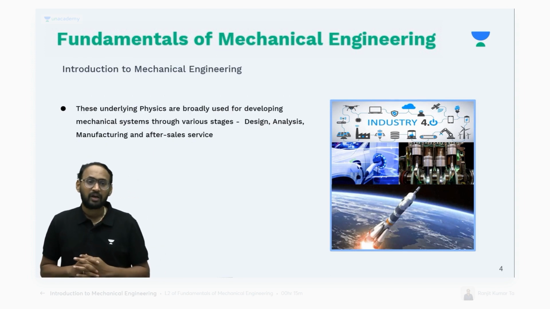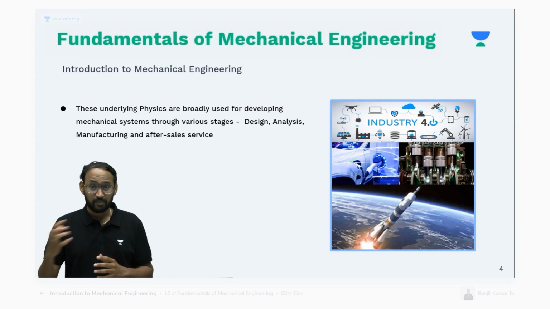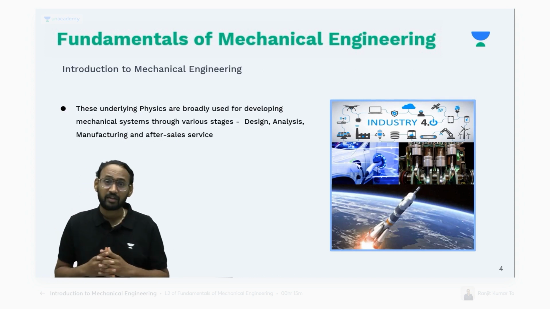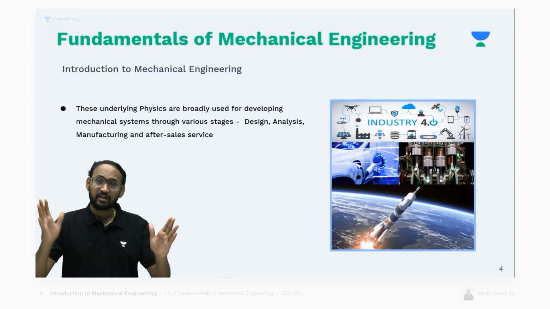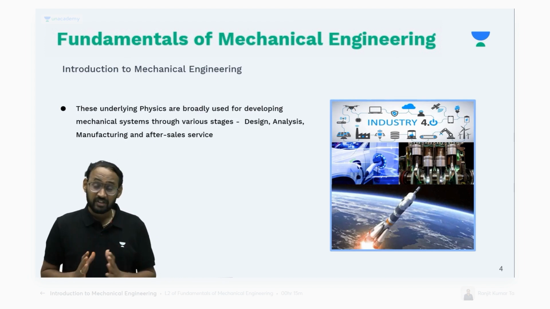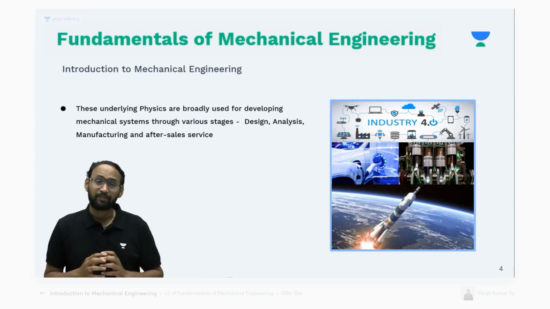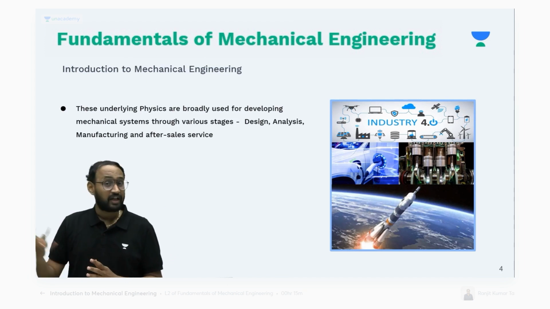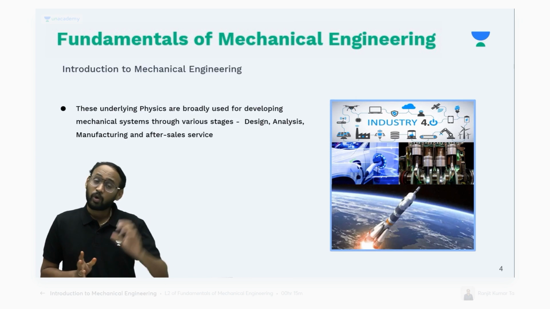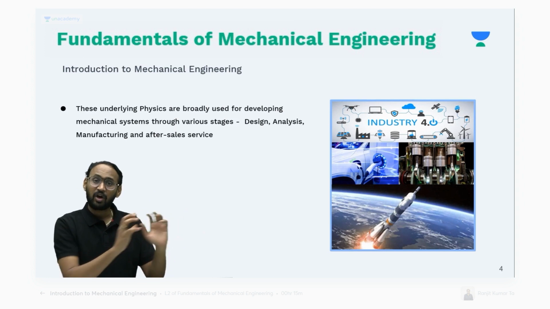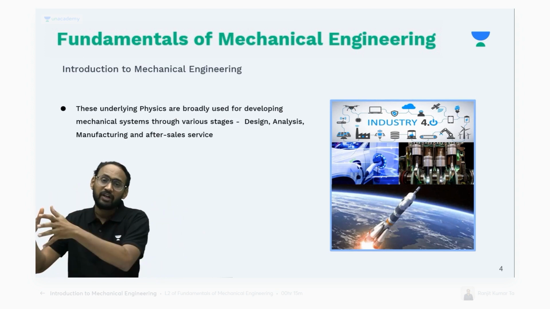These underlying physics are used to develop the systems through various stages. It's not that we use the physics in one stage and we develop the product. There are various stages from start till end which use the engineering physics for a successful outcome of a product. These various stages, for example, could be your design stage, analysis stage, manufacturing, after-sales service, and so on and so forth. At each and every stage, we apply engineering physics, we apply project management principles, to make sure the customer requirements or people requirements are converted into an end product.